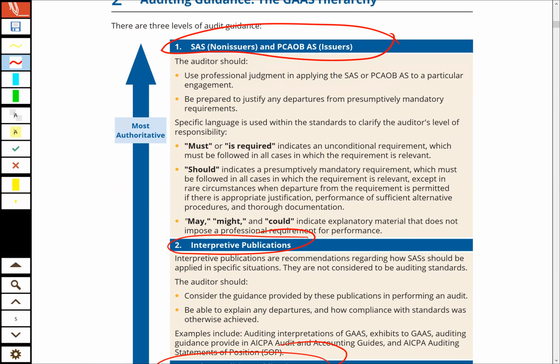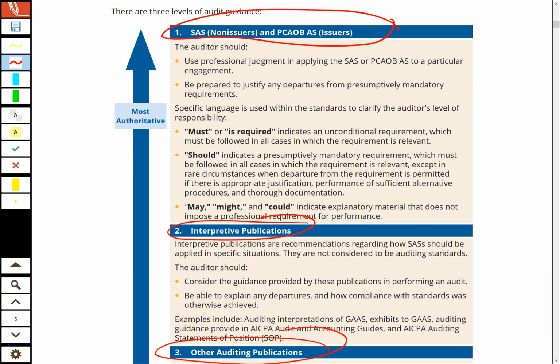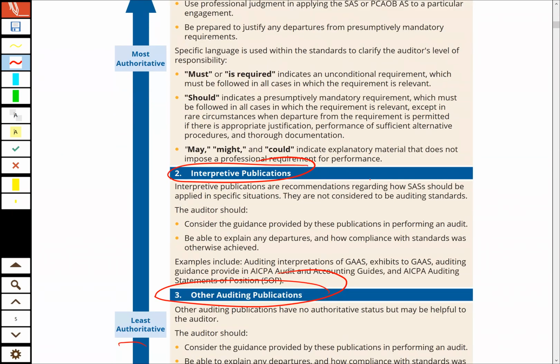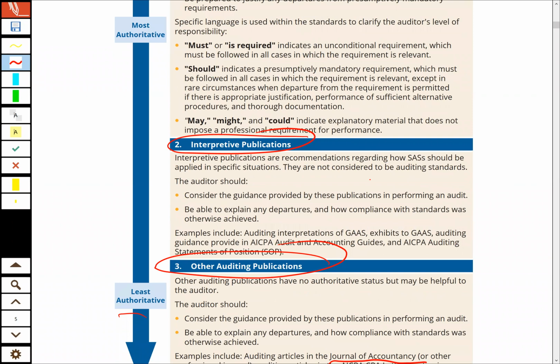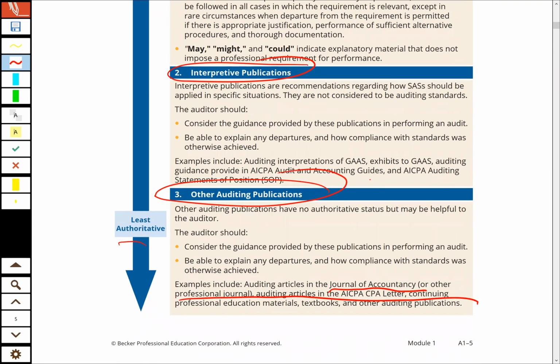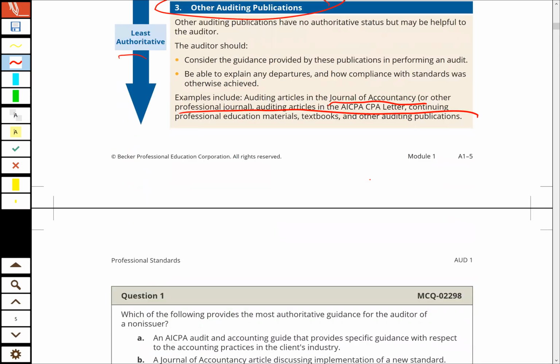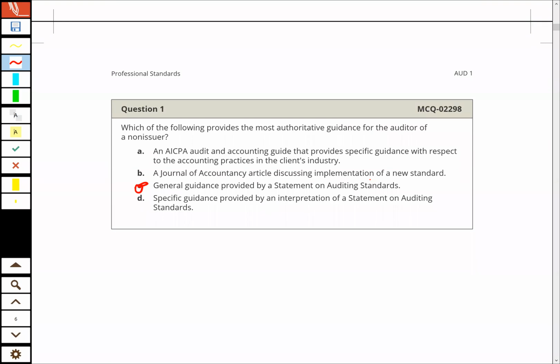And so SAS would be the most authoritative, but maybe you can get some insight from an interpretive publication. And if there's nothing there, maybe even a periodical like the Journal of Accountancy. Okay, but that question that we looked at was calling out what is the most authoritative? Most authoritative is going to be the statements on auditing standards. Now, what made this one wrong is interpretations, because interpretations are less authoritative than the SAS is.